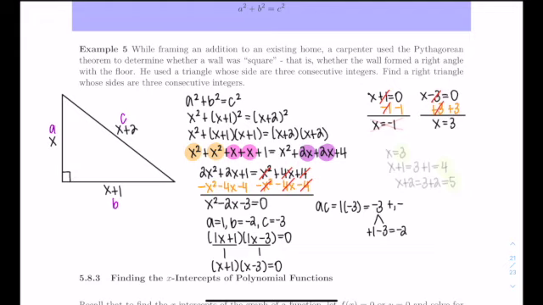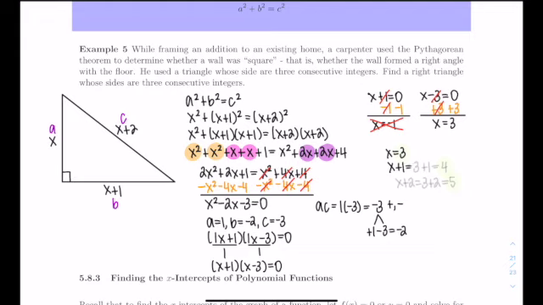Now which one can we throw out? Well, remember what x is actually referring to in the diagram. We're referring to the length of a side. So length can never be negative. So we can get rid of x equals -1 as a solution, and we will only be using x equals 3. So since x equals 3, we can figure out the other two sides.